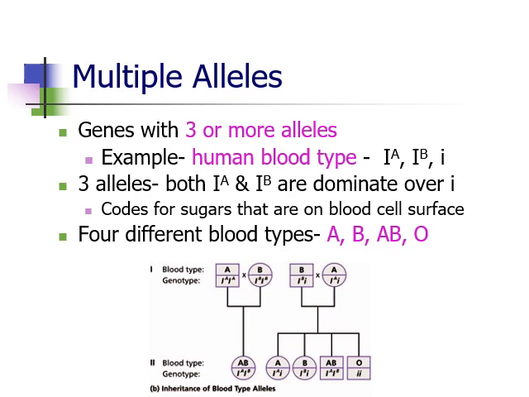So there are 3 alleles for blood types. Both the I with a capital A and the I with a capital B, both that's for A and B blood types, those are going to be dominant over the lowercase i, which is for O. This codes for sugars that are on the blood cell surface. We talked about that earlier on. There are 4 main blood types, A, B, AB, and O. O is recessive to everything in this case.